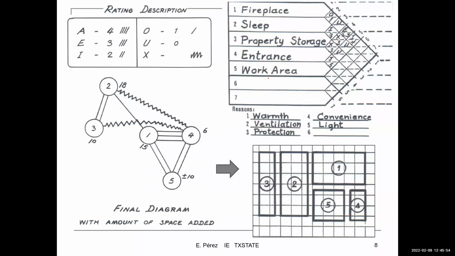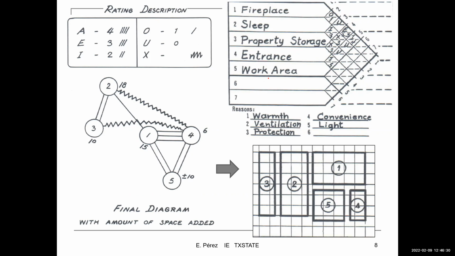So for example, 1 and 4, they're next to each other. That's satisfied. 4 and 5 are next to each other. 1 and 5 are also next to each other. So those 3 requirements are satisfied. 2 and 3, they're next to each other. And we want to make sure that 3 is not close to 4. So 3 is not close to 4. And 2 is not close to 4. So again, 2 is very far from 4. There's no wall being shared. And that completes the exercise.